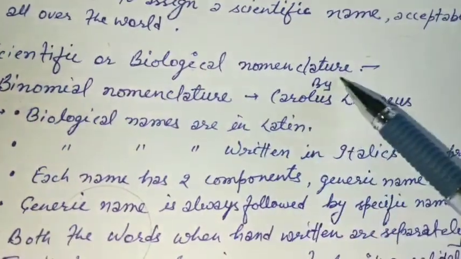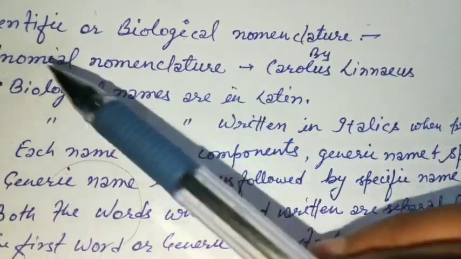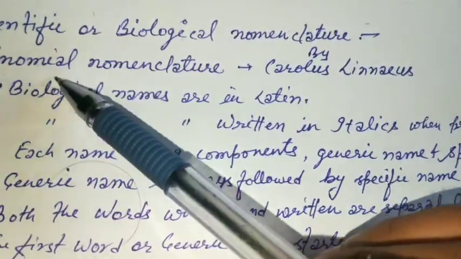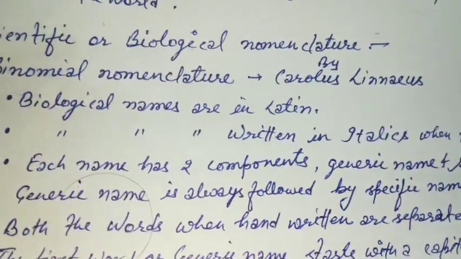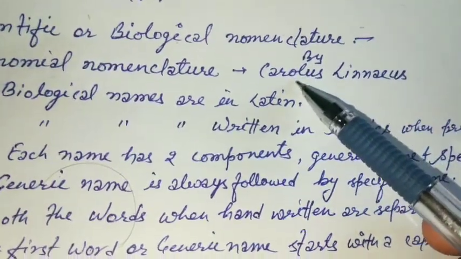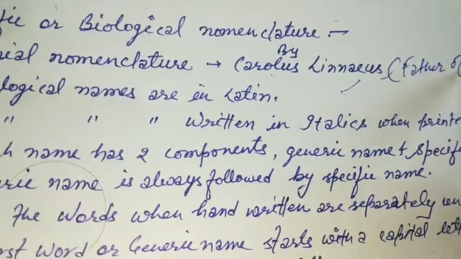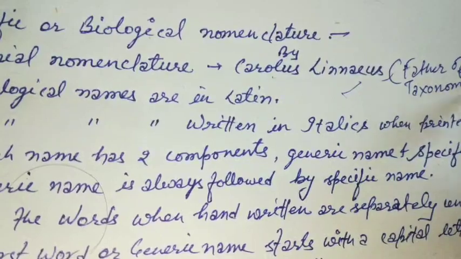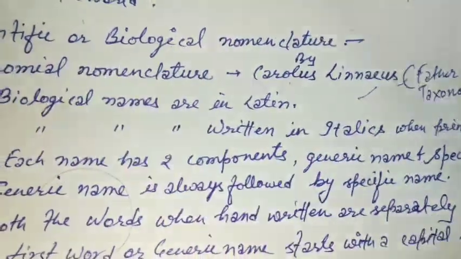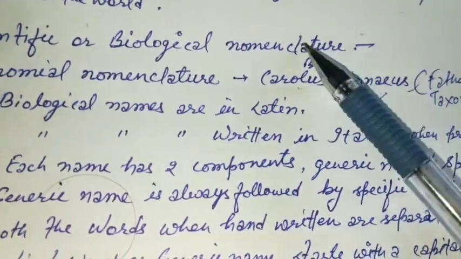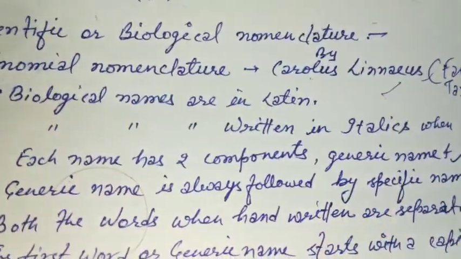Now we are talking about scientific or biological nomenclature, and the most popular approach is binomial nomenclature. In Hindi it is known as Dvinam Paddhati. As indicated by its name, binomial means the scientific name is made up of two words, and this was given by Carolus Linnaeus, who is known as the father of taxonomy. Around 70% of the botanical or zoological names were given by Carolus Linnaeus. The scheme of nomenclature he gave is called binomial nomenclature, the two-name nomenclature.